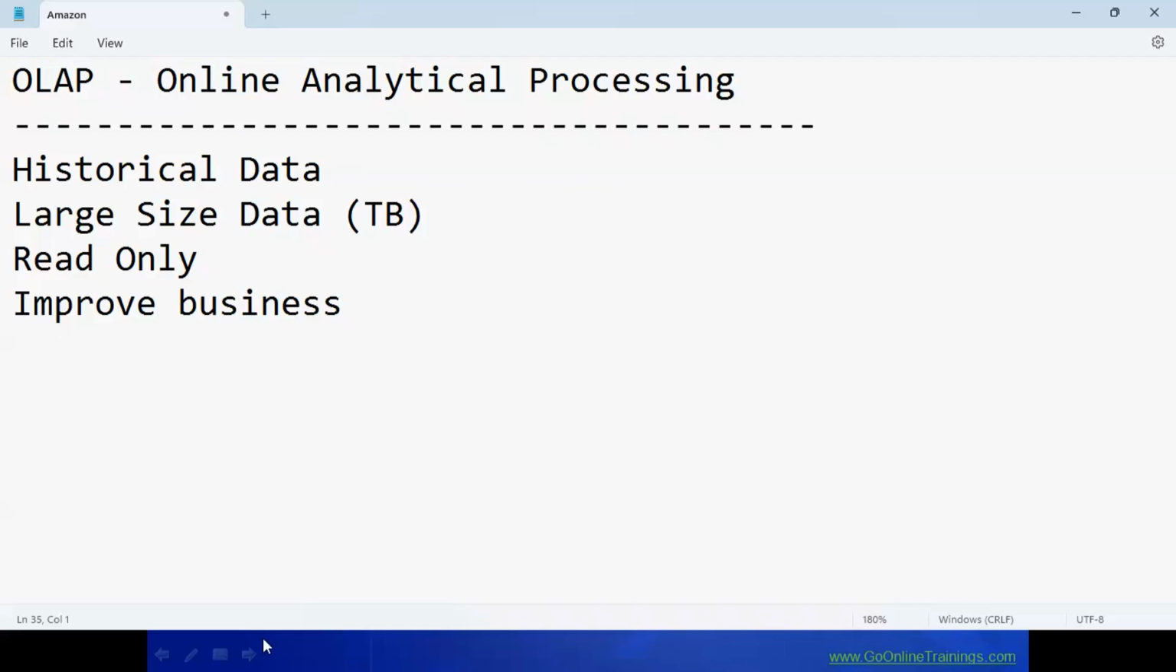So what is the advantage? You should be able to analyze the data. Clear? Before analyzing it, it is your rule that you need to clean the data and store it. Clear?